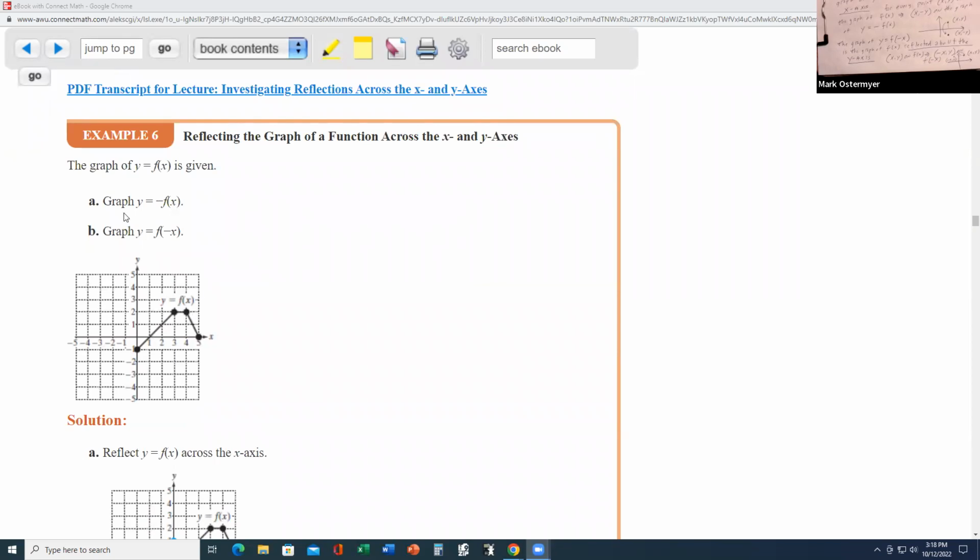And they want us to form new functions and then graph them. The first new function they want us to form is going to be the parent function multiplied by -1. So I have a question for you. If I form this new function y is equal to the negative of f of x, how is the graph of this new function going to compare to the graph of the original parent function? Is it going to be reflected about the x-axis or the y-axis?